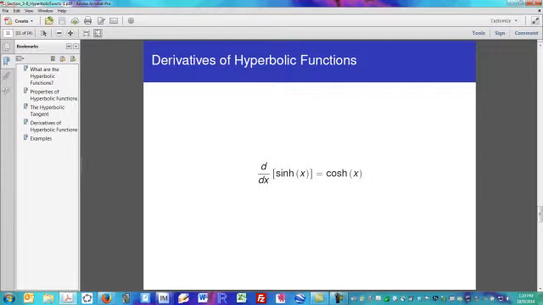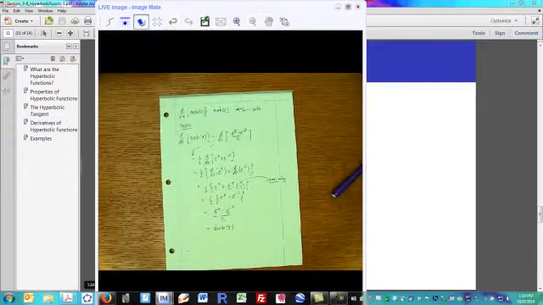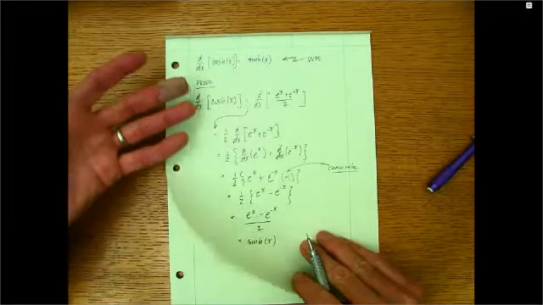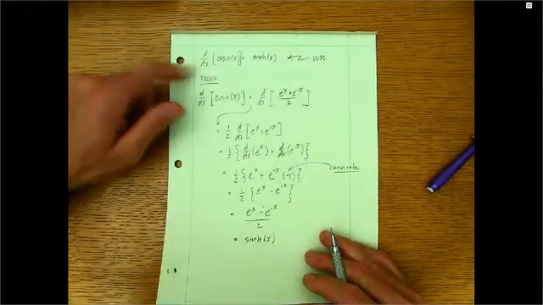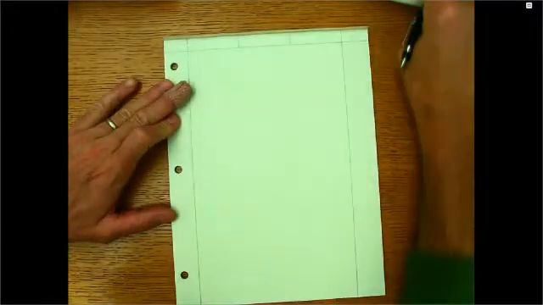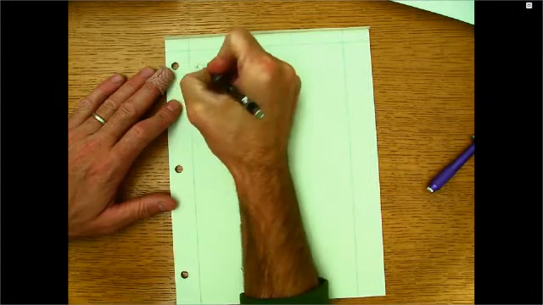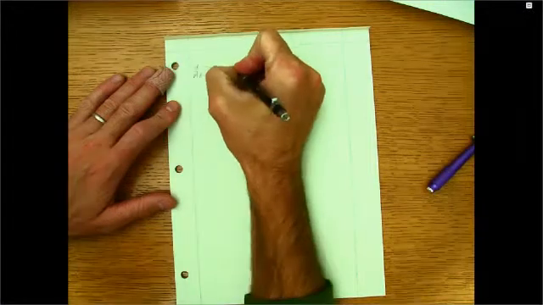So let's go ahead and talk a little bit about how this would look. I'll bring us back to pen and paper. Now, it seems like we should be able to follow something very similar to what we just did for the hyperbolic cosine. So let's go ahead and do so. Let's take a look at the derivative of the hyperbolic sine of x.